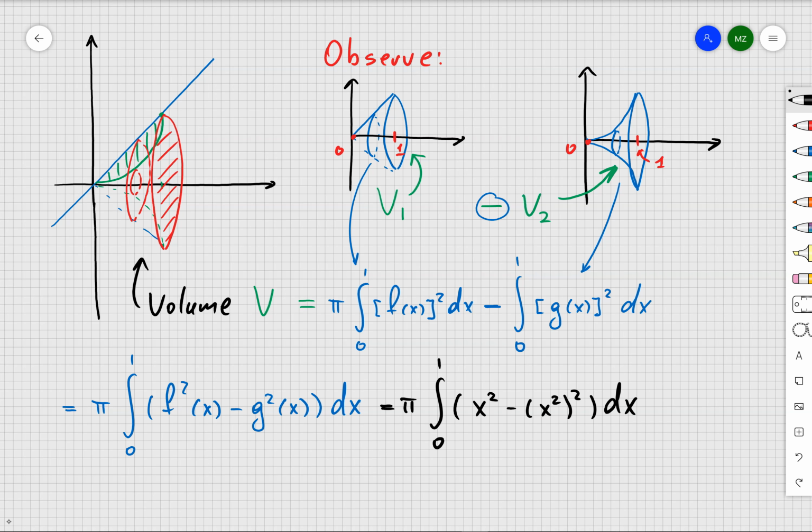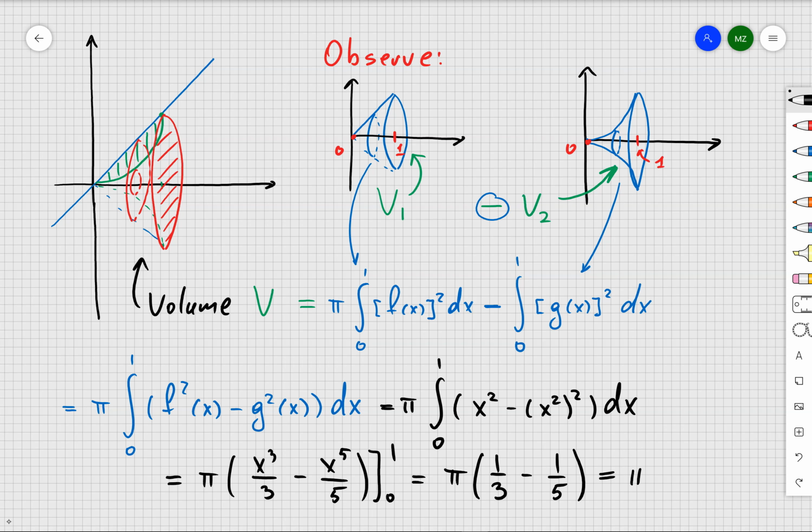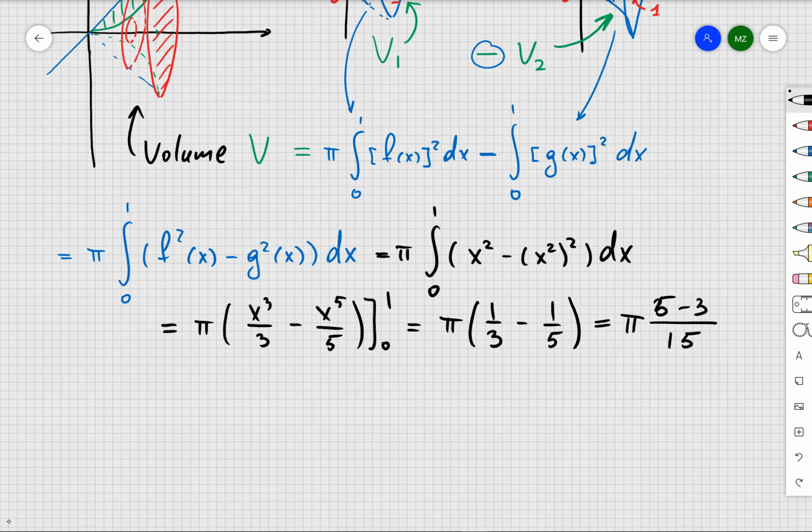And then if I just plug in my f and g, then I will obtain that my integral is going to be equal to pi times (x cubed over 3 minus x to the 5 over 5) between 0 and 1. And after I plug in my boundary points, I will obtain that my final answer is going to be equal to 2 pi over 15.